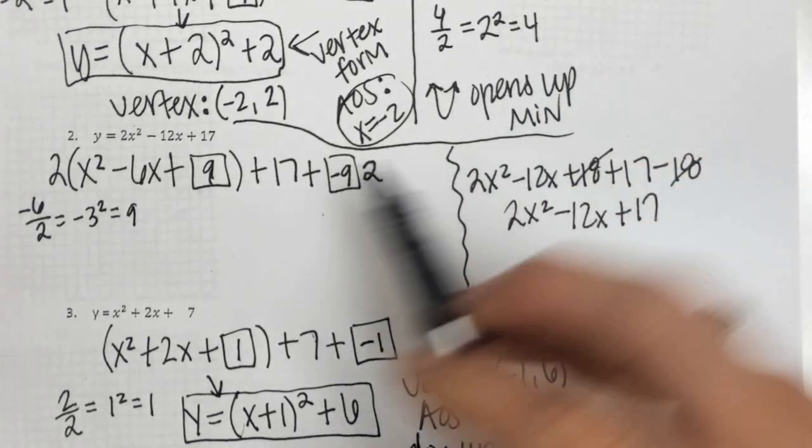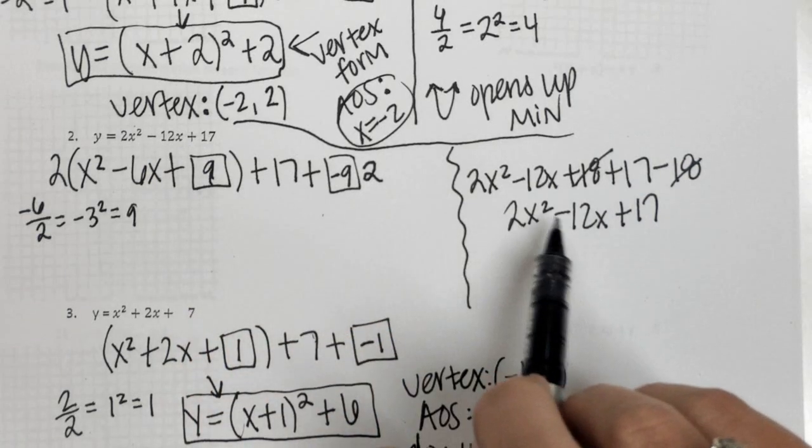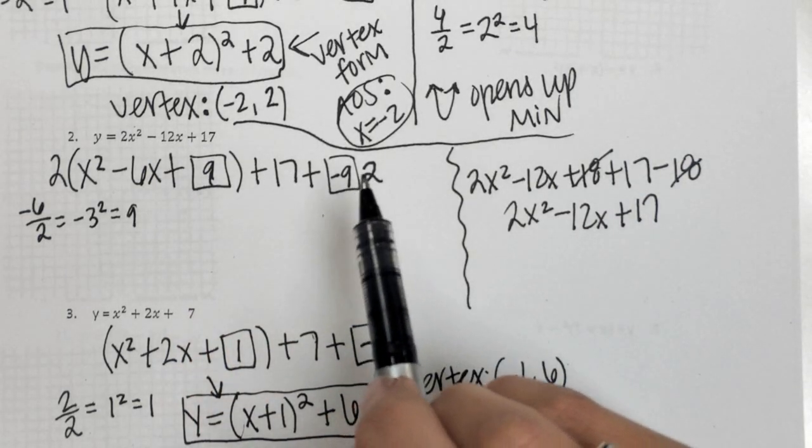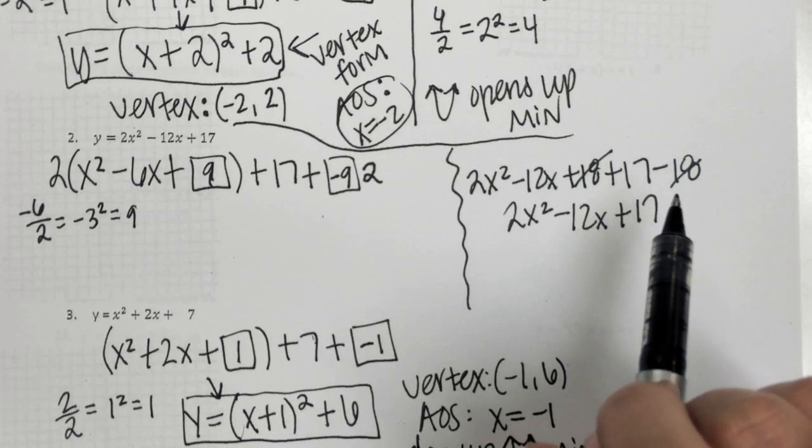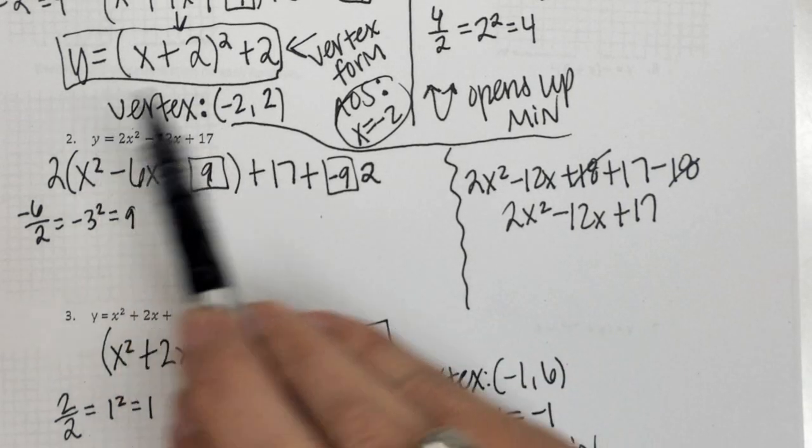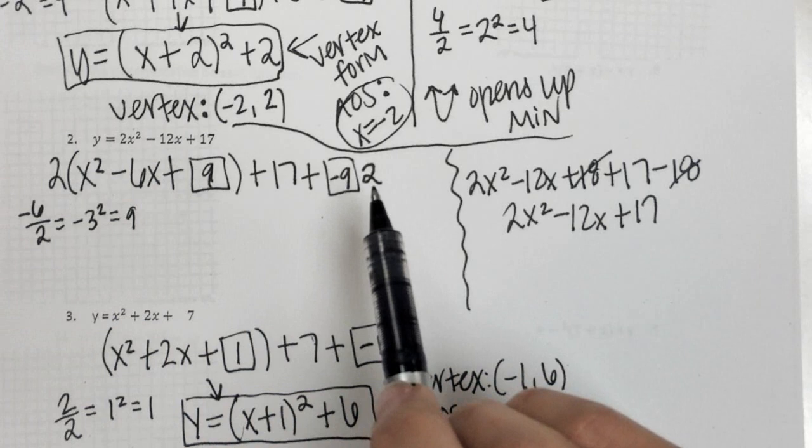Isn't that our original problem? Yes, so I know I've done this correctly. That's why we need that 2 right there. Because if not, it'd just be minus 9, and that would change our entire equation. That's why we need a 2 right here.